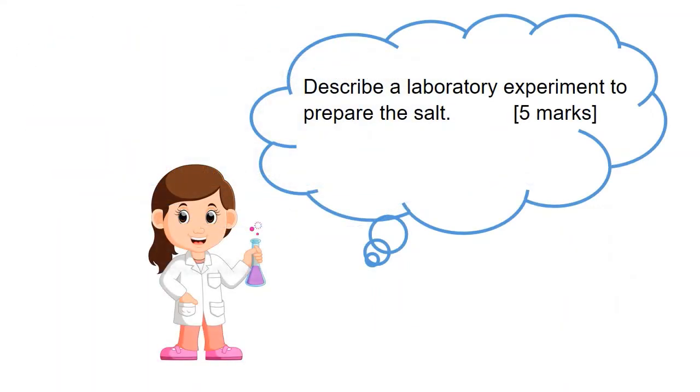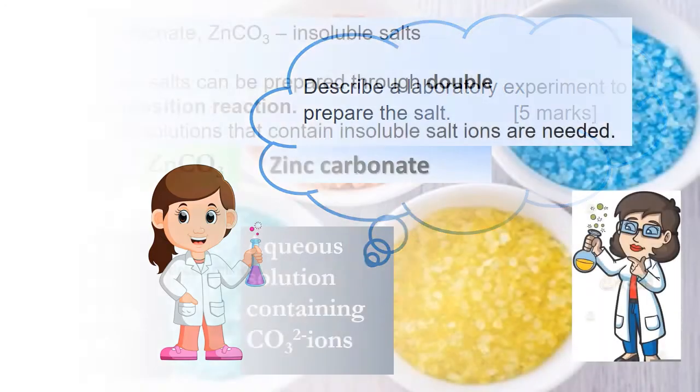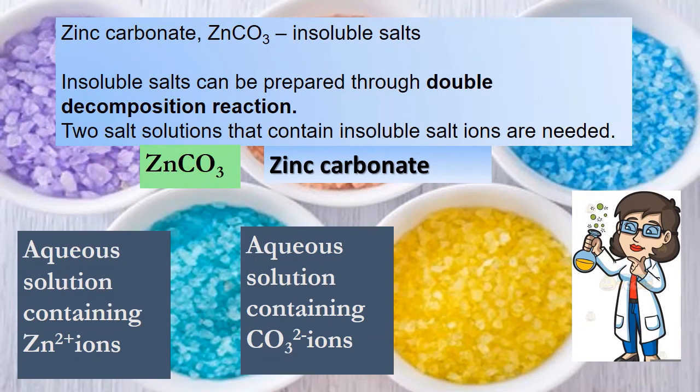Describe a laboratory experiment to prepare the salt. Zinc carbonate ZnCO3 is an insoluble salt. Insoluble salt can be prepared through double decomposition reaction. 2 salt solutions that contain the insoluble salt ions are needed. For example, for zinc carbonate, an aqueous solution containing zinc ion and an aqueous solution containing carbonate ions.